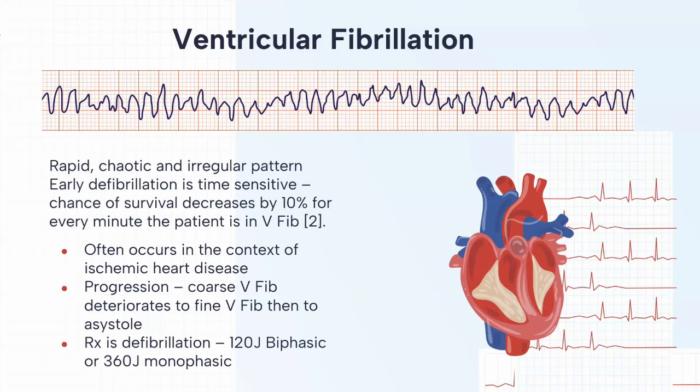It often occurs because of ischemic heart disease. Usually the progression is from coarse VFib, it deteriorates into fine VFib and then to asystole. The way you want to defibrillate them, this is the one where you don't synchronize it. You just give them the defib dose of 120 joules biphasic or whatever the manufacturer recommends, and 360 joules of monophasic. Ventricular fibrillation has a high ventricular rate of about 500 beats per minute. It can't maintain cardiac output, so it really needs that early defibrillation.